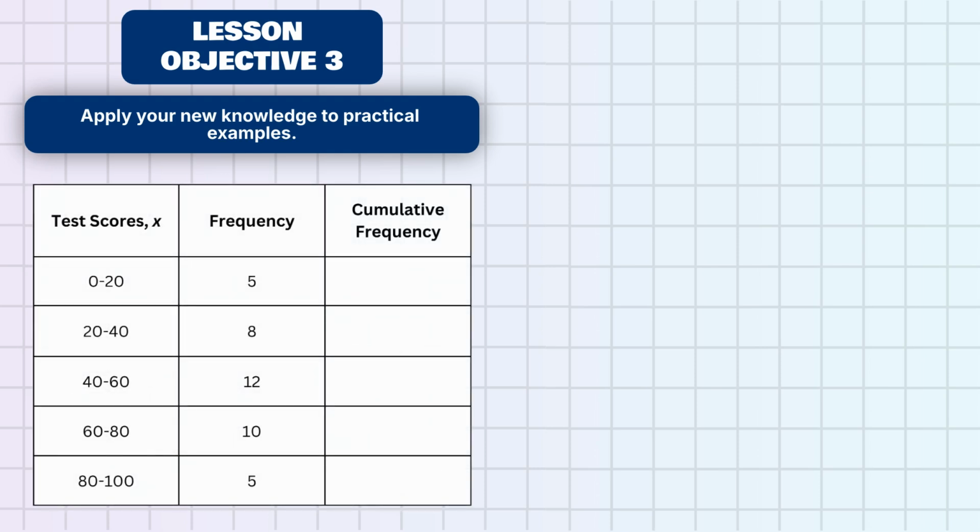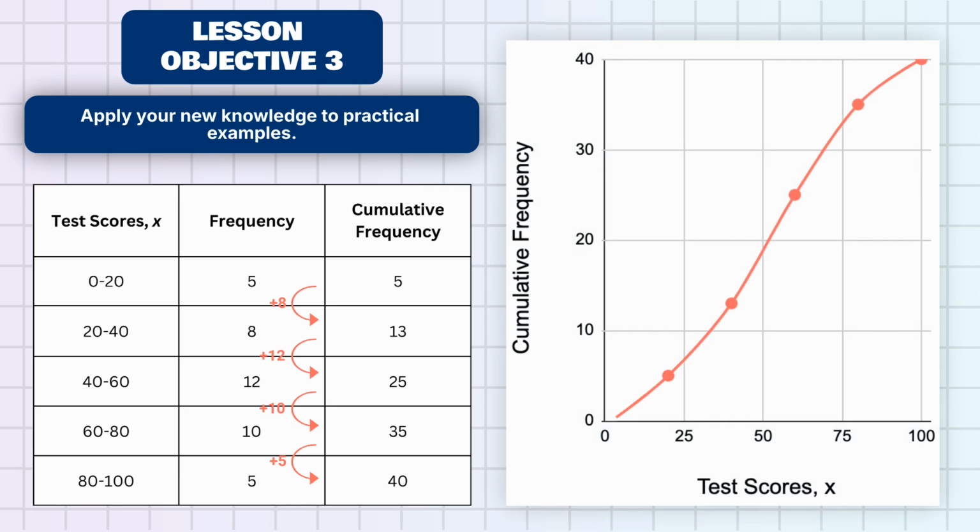Next, we can make a table of cumulative frequencies. First, calculate the cumulative frequencies. For scores 0 to 20, the cumulative frequency is 5. For scores up to 40, calculate 5 plus 8 to get 13. For scores up to 60, add 12 to 13. For scores up to 80, add 10 to 25, which makes 35. And finally, for scores up to 100, we add 5 to 35, which gets us to 40. Then, plot these cumulative frequencies against the upper boundaries of the test score ranges.